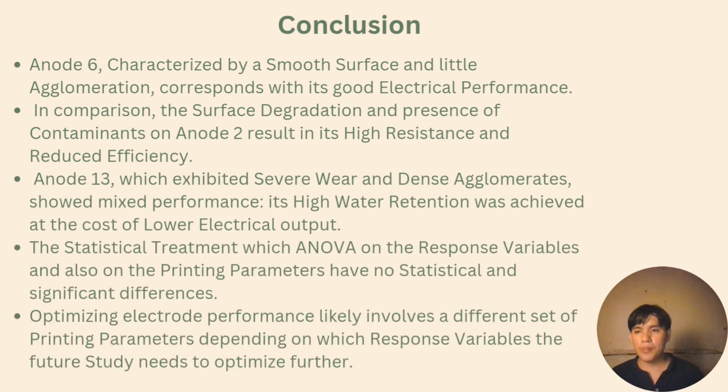So anode 6 with a smooth surface and minimal agglomeration shows good electrical performance. In contrast, the surface segregation and contaminants on anode 2 lead to high resistance and reduced efficiency. Anode 13 with severe wear and dense agglomerates achieves high water retention but at the cost of lower electrical output. So the ANOVA result shows no statistical difference in the response variables for printing parameters. Therefore, optimizing electrode performance will require adjusting printing parameters based on a specific response variable target in future studies.